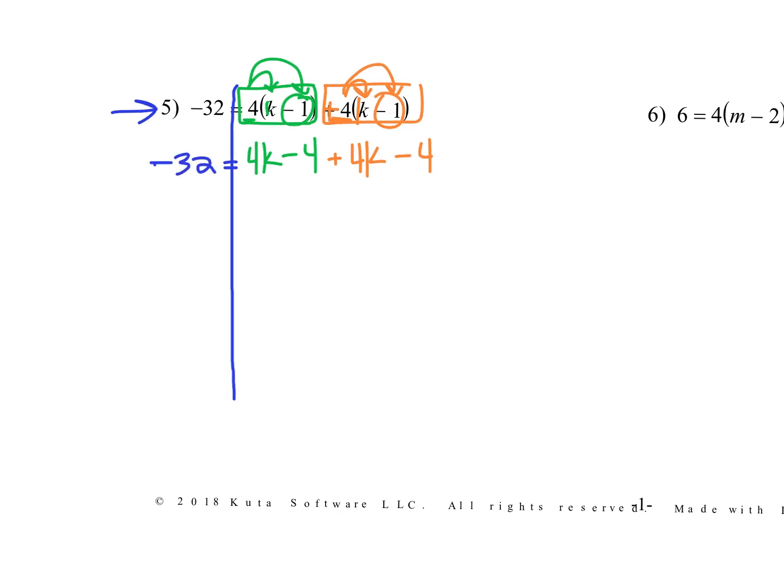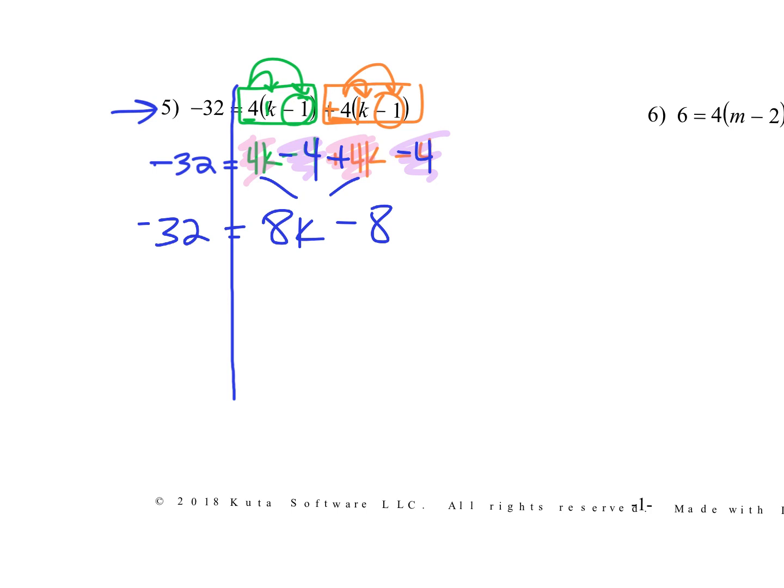Now we're going to figure out what things are alike that go together. I have k's that are going to go together, and I have numbers that are going to go together. When I put my k's together, I have 4k plus 4k, which is 8k. And then I have a negative 4 and a negative 4, which is a whole bunch of negatives. So I have negative 8, all equals to negative 32.